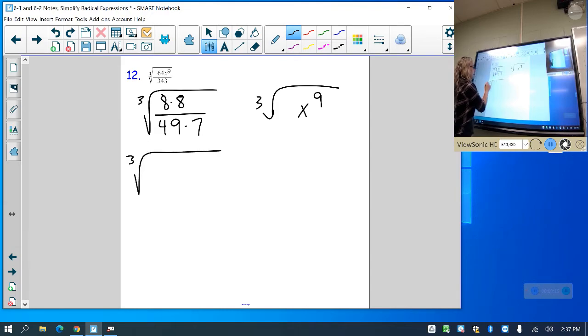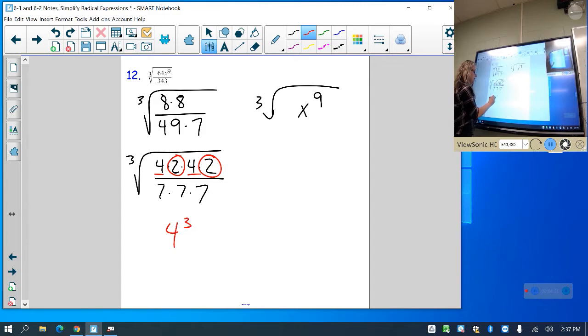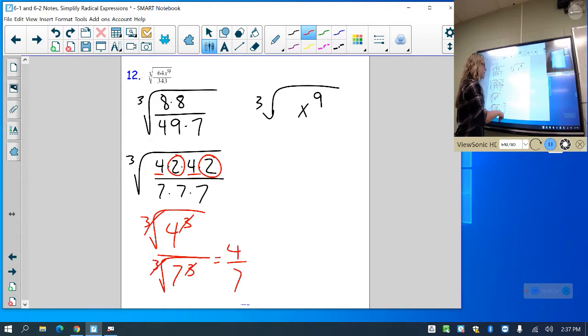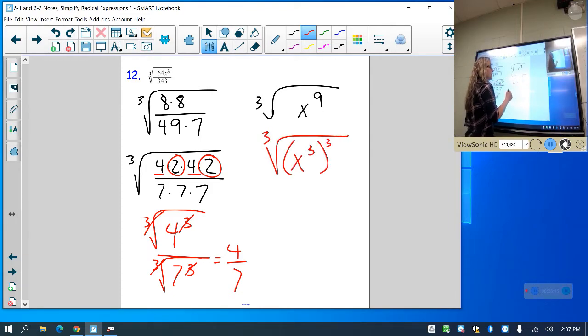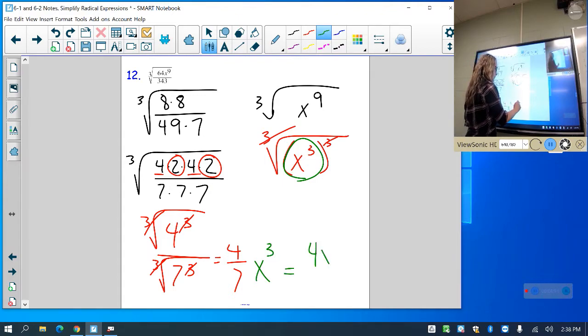So I have the cube root of 8 times 8, which is 4 times 2 times 4 times 2. And on the bottom, I have 7 times 7 times 7. Here, if you look, I have 4 times 4, and then 2 times 2 is also 4, so the top is 4 cubed, and the bottom is 7 cubed. So I have the cube root of 4 cubed and the cube root of 7 cubed. Those cancel, and I'm left with 4 sevenths. Now to simplify my variable, this is just the cube root of x cubed cubed. Now I'm going to cancel out my cubes, and I'm left with x cubed. So down here I have x cubed. Now you could write this differently if you wanted. You could have 4x cubed over 7, and that's what it would look like.